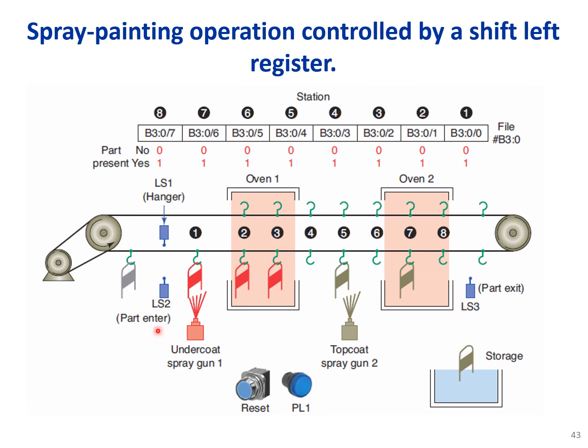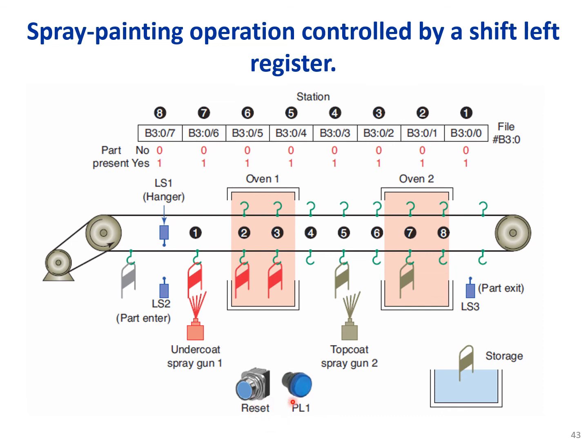So the first limit switch shows that one part has already entered. On the first step, we have the undercoat spray gun. Inside the oven, we have 2 stages. On the 5th stage, we have the top coat spray gun. Inside the oven, also, we have 2 stages. And finally, the last limit switch shows that the part exits from these sequences.